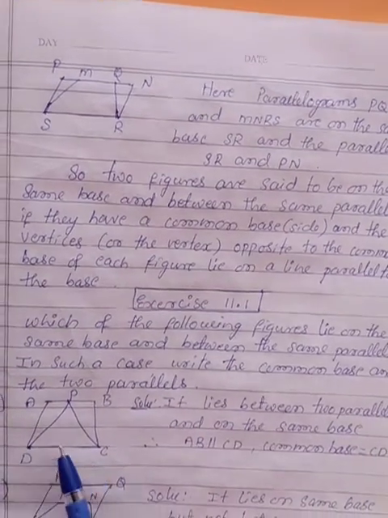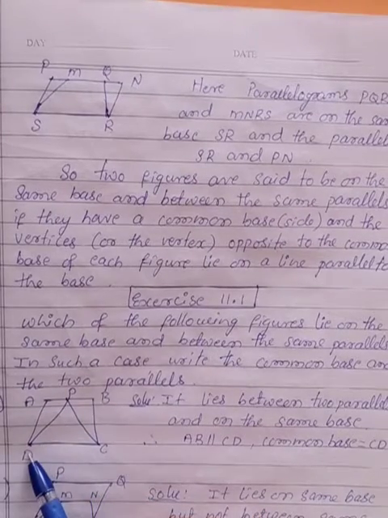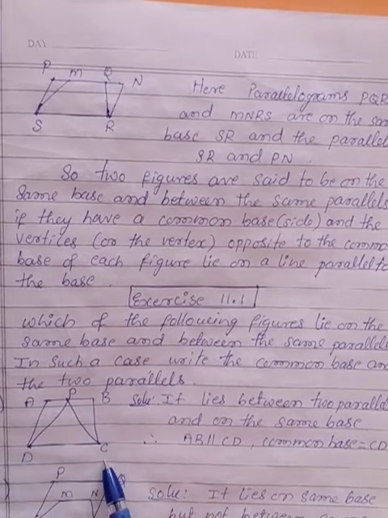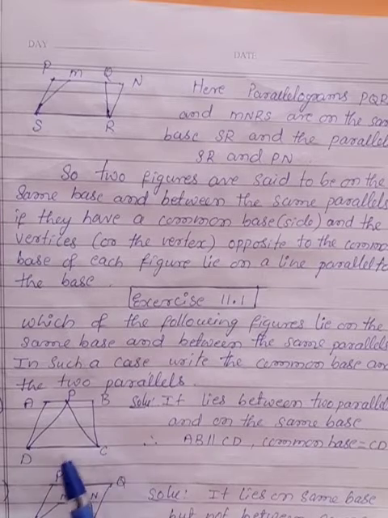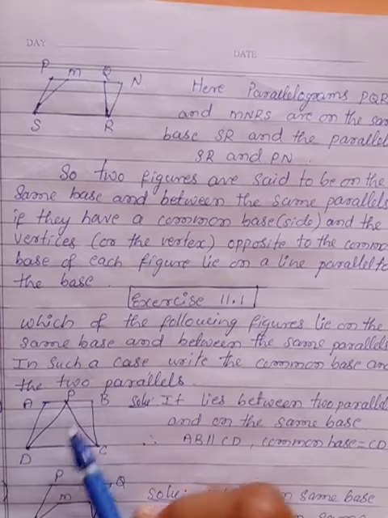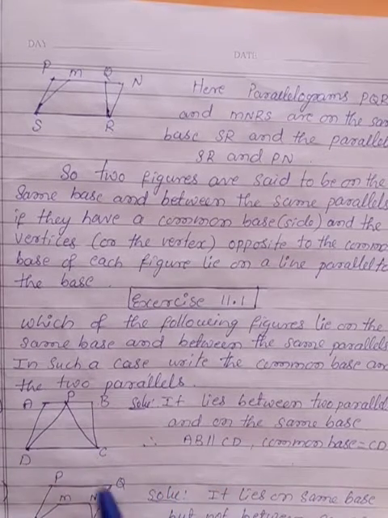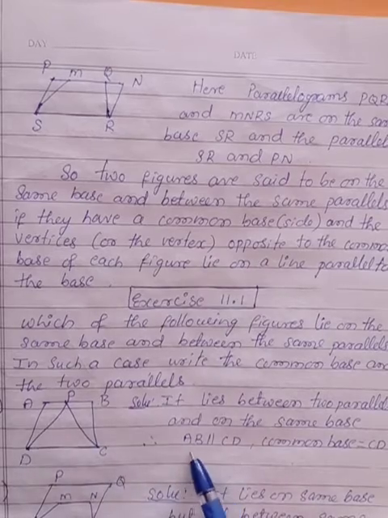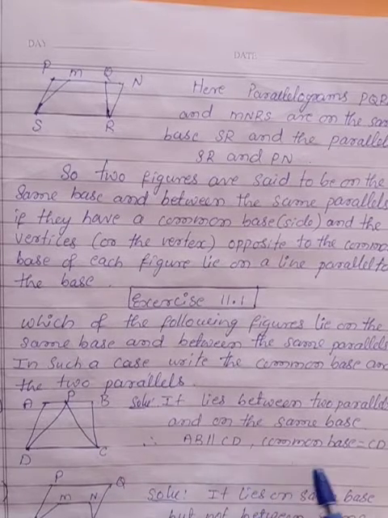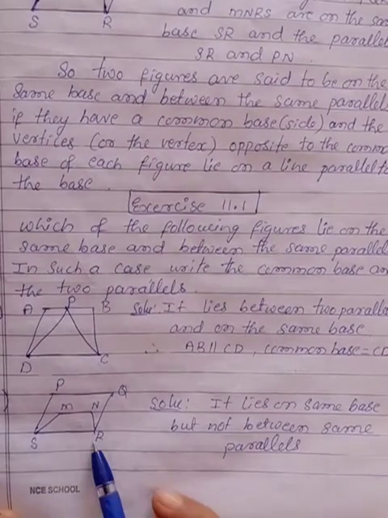Here, in the first figure, you can observe ABCD is a trapezium and PDC is a triangle. Both are on the same base CD and they are between the parallels CD and AB. So this is the figure. The parallel sides are AB parallel to CD. The common base is CD.